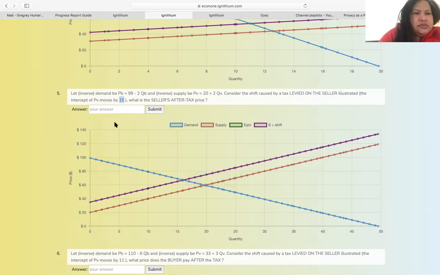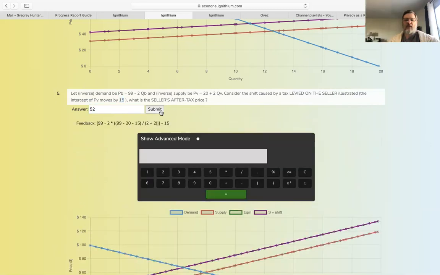Yes. So if I put 52 in here, submit, and then hopefully, because I read the question really quickly, I didn't goof anything up. There you go. Boom. Oh, it was that easy.